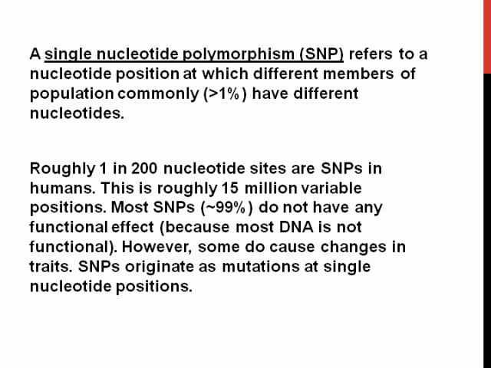Now about 1 in 200 nucleotide sites in humans are SNPs, which comes out to be around 15 million. So it's a lot. Since there's around 3 billion nucleotides total, 1 in 200 turns out to be on the order of 15 million.